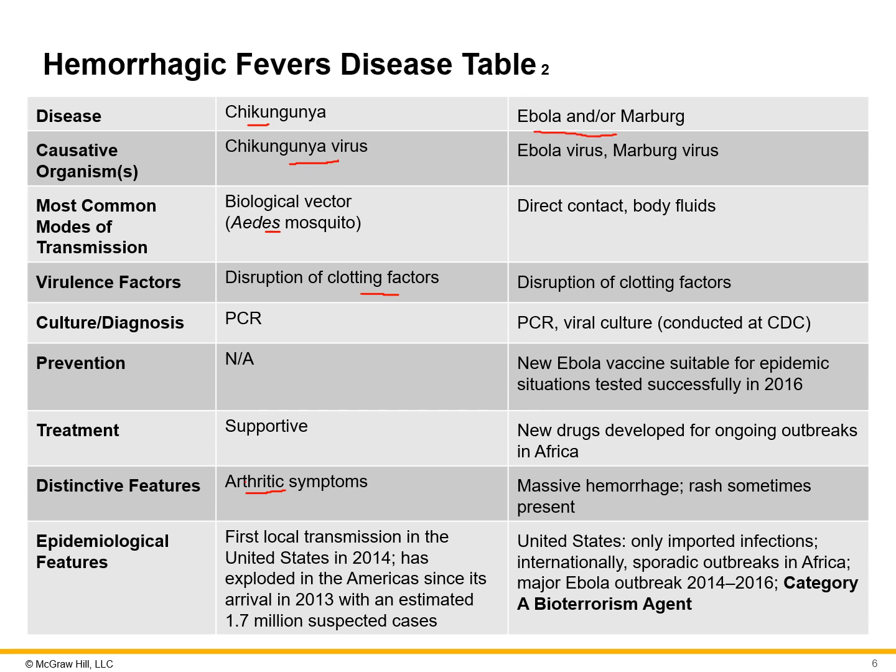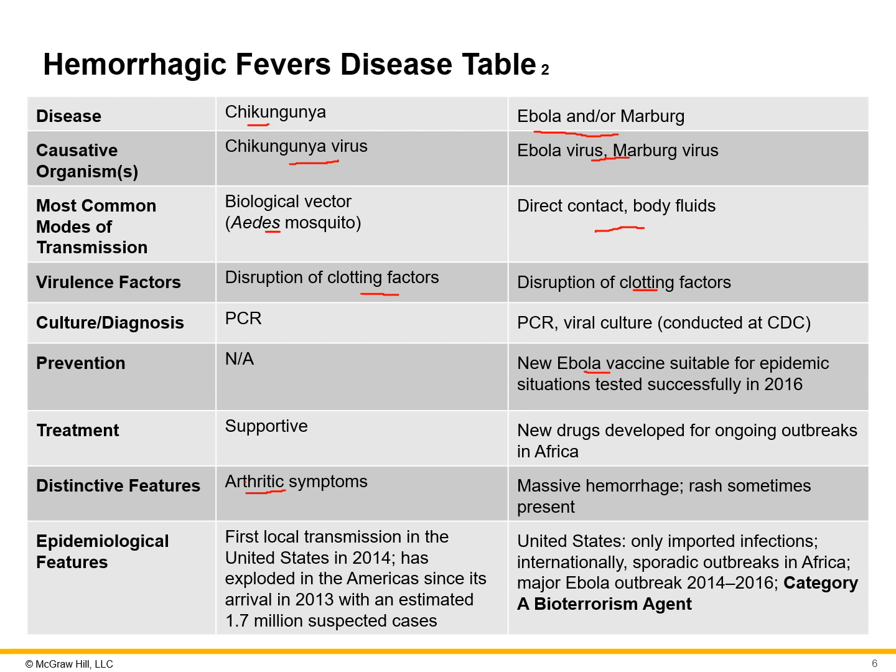And then Ebola and Marburg, caused by the Ebola virus or Marburg virus. Now these, instead of being carried by those mosquitoes, are spread by direct contact and body fluids, but still the same effect. They're disrupting those clotting factors, leading to hemorrhaging. There is a new Ebola vaccine that's available for different epidemic situations, and there are some new drugs being discovered.